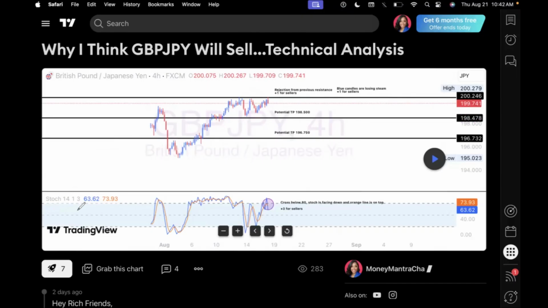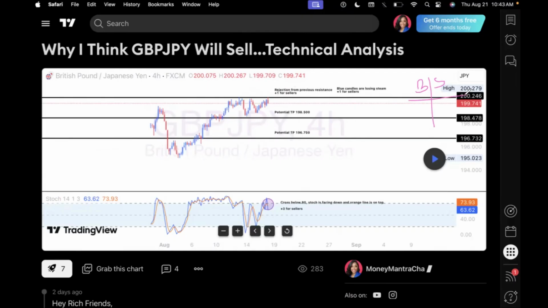Mark previous areas of support and resistance, starting with the current market. Because there was a rejection from previous resistance and the market already started to push down, we can see I gave the sellers 1 point. Now, I do follow a system where I grade my trades, and if the buyers have more points, I'll be taking a buy. If the sellers have more points, I'll be taking a sell.